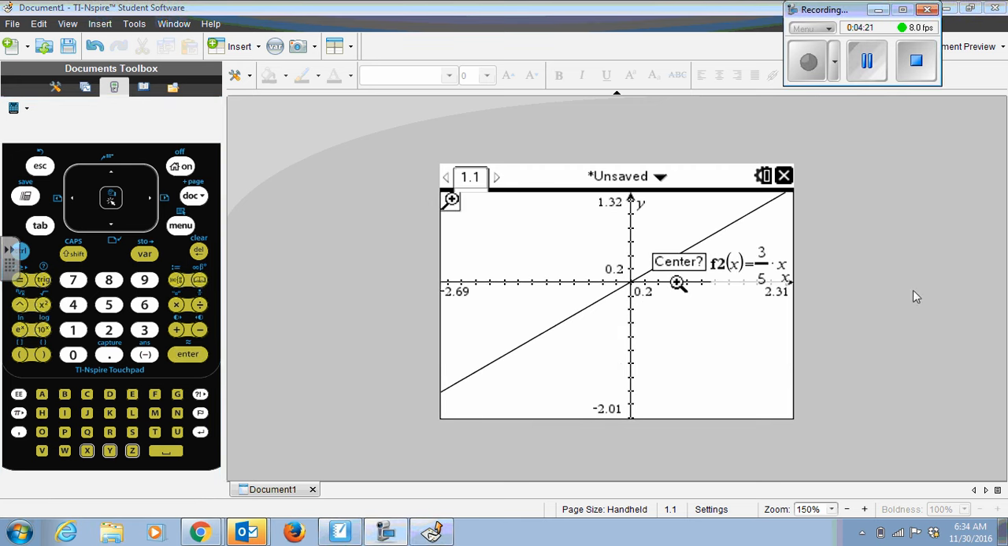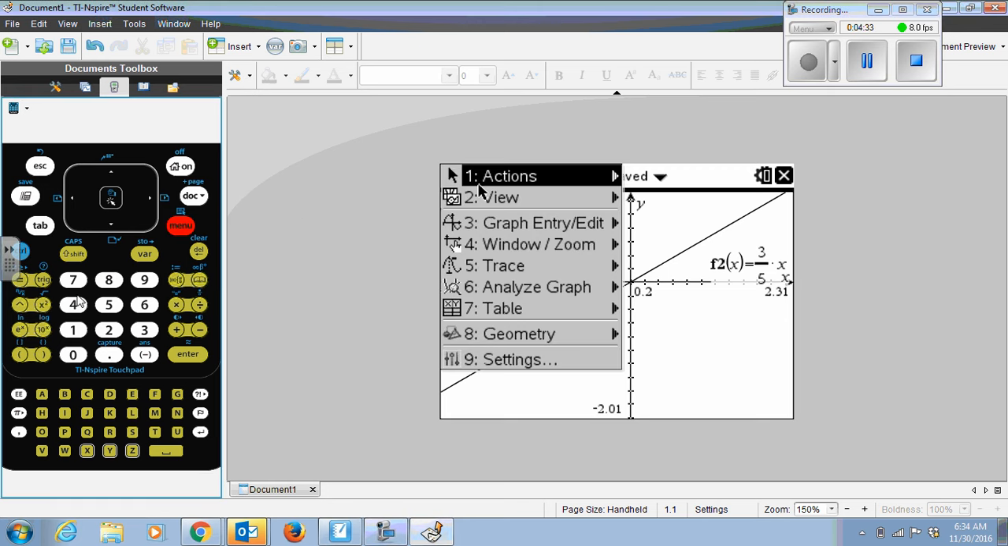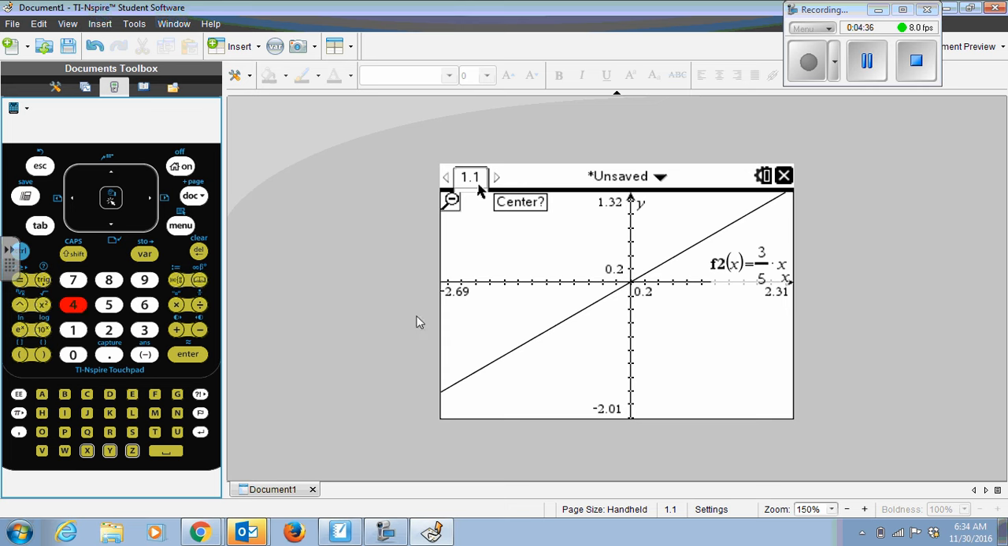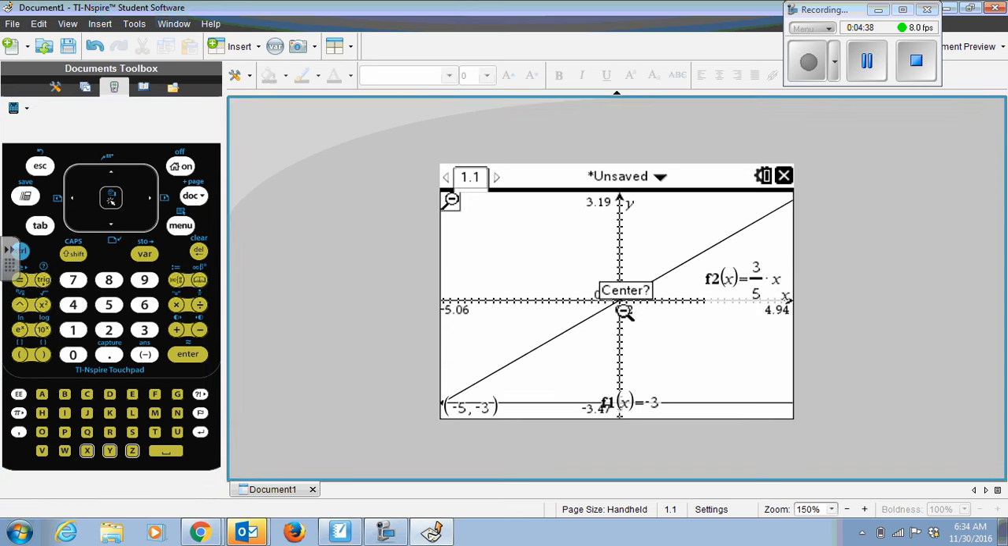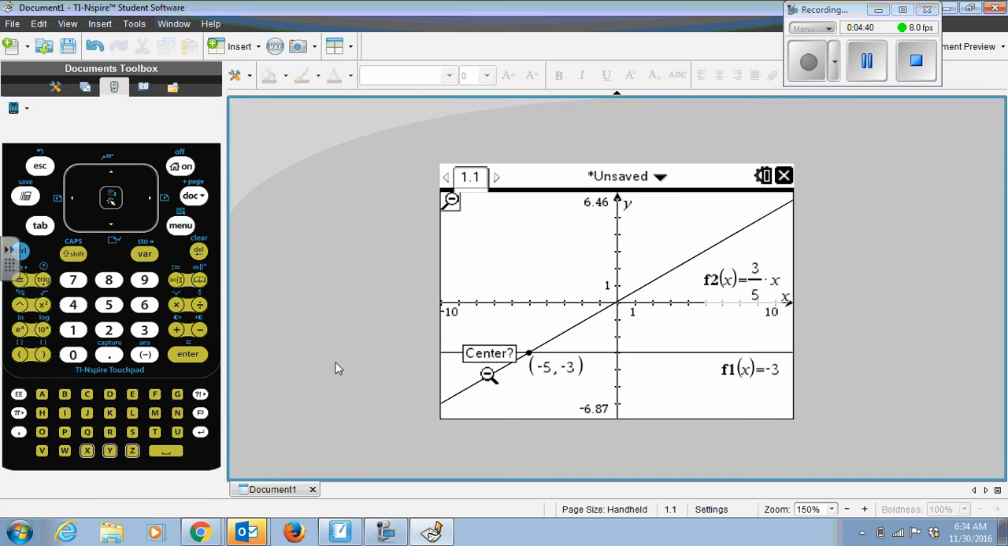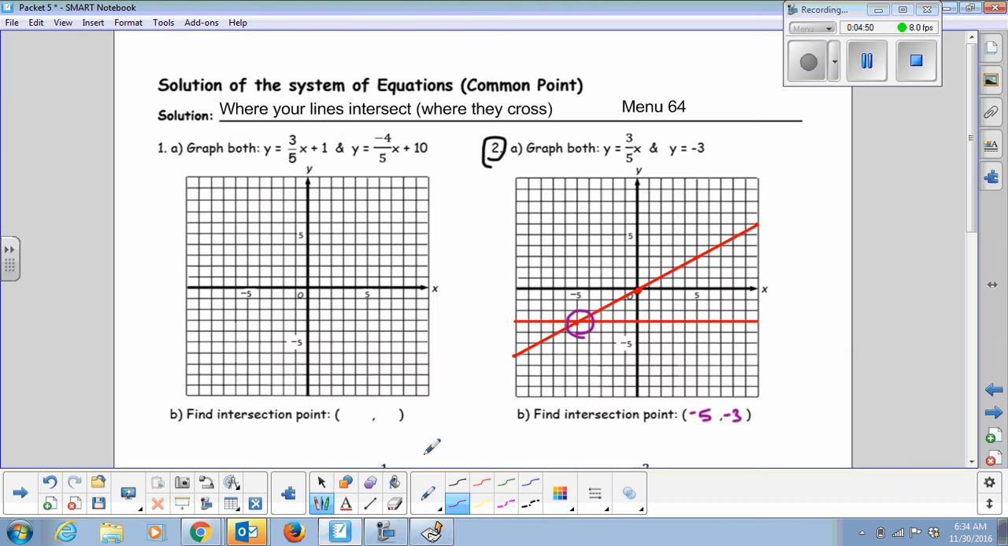Okay. The only comment I'm going to make is if you do not see your lines cross, like right here, both of the lines are crossed, but I only see one, you need to zoom in. So you need to click menu 4, and just click enter until you see both the lines, and then you can do the intersection. You must see where the lines cross before you do menu 64. But other than that, you should be good to go.